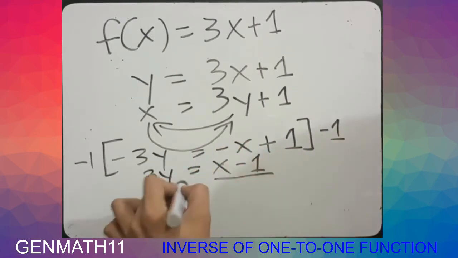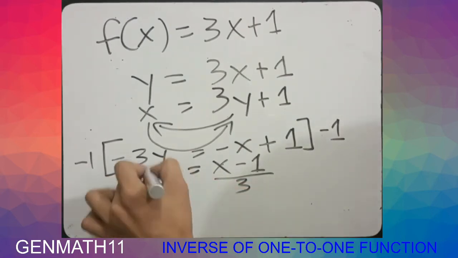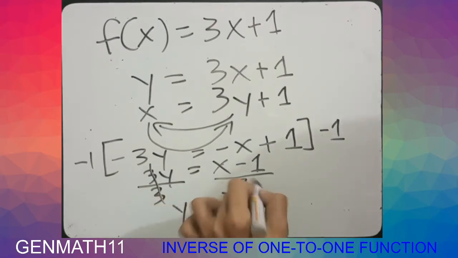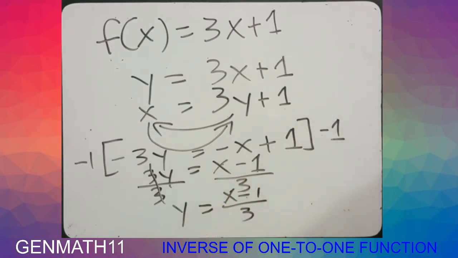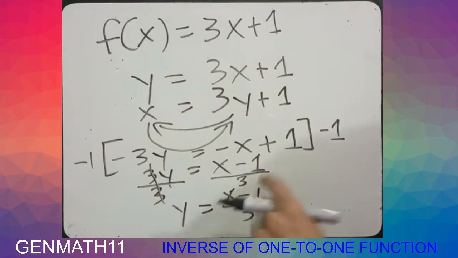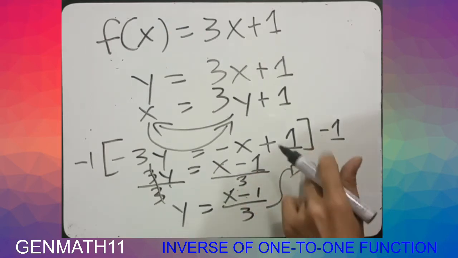So divide both sides by 3 para makuha natin yung value ng y. Magiging y equals x minus 1 over 3. So, nakuha na natin yung value of y. But, to represent it as inverse of 1-to-1 function, kailangan natin siya i-transfer as ganito.